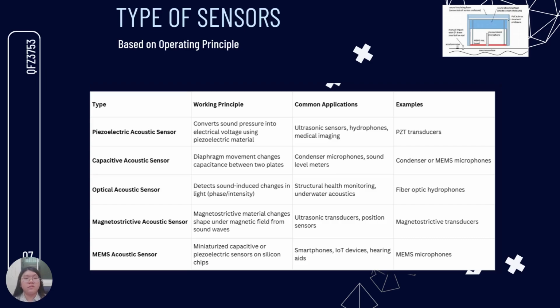Optical acoustic sensors are used to detect sound-induced change in light phase or light intensity. They can be used in structural health monitoring and underwater acoustics. Magnetostrictive acoustic sensors change shape under the magnetic field from the sound wave. They can be used in ultrasonic transducers and precision sensors. MEMS acoustic sensors miniaturize the capacitive or piezoelectric sensors on silicon chips, so normally they are integrated into smartphones or IoT devices.